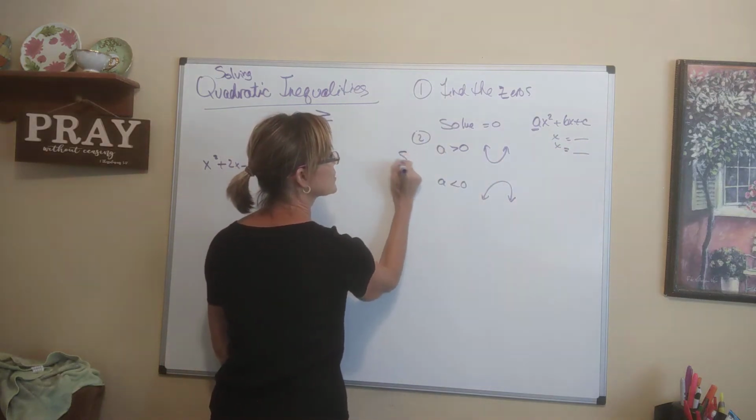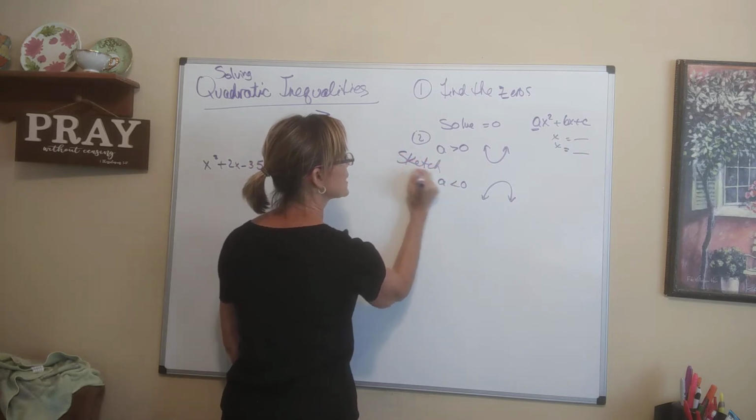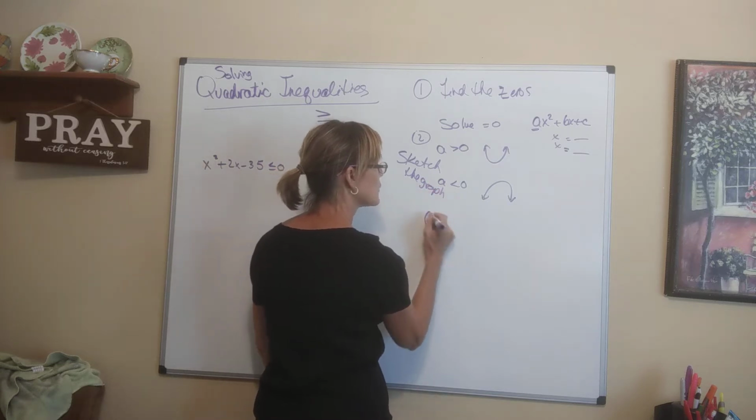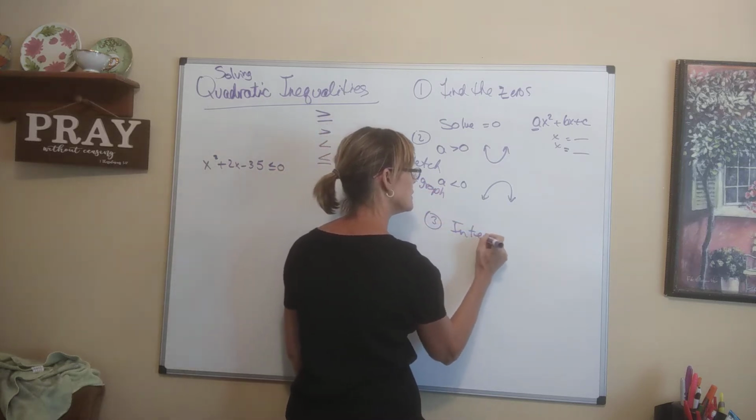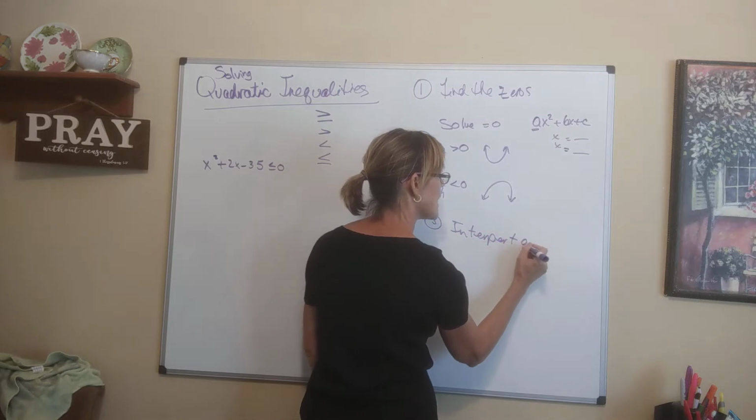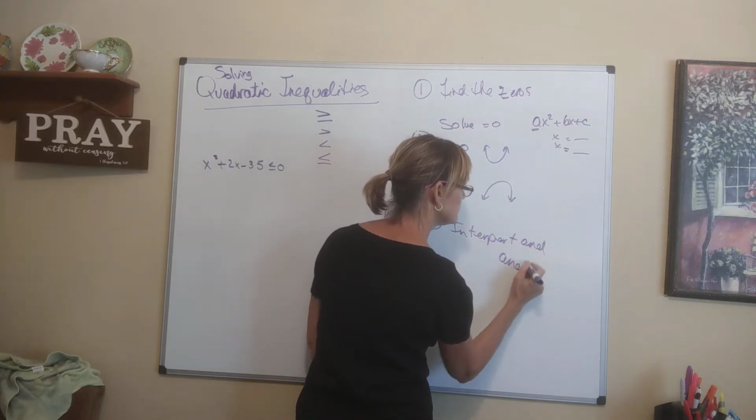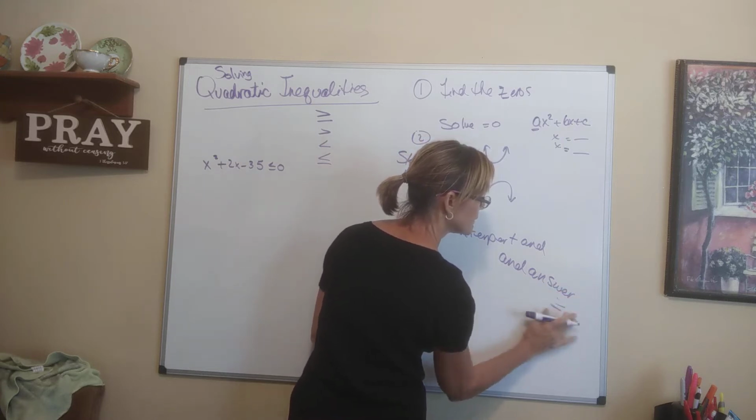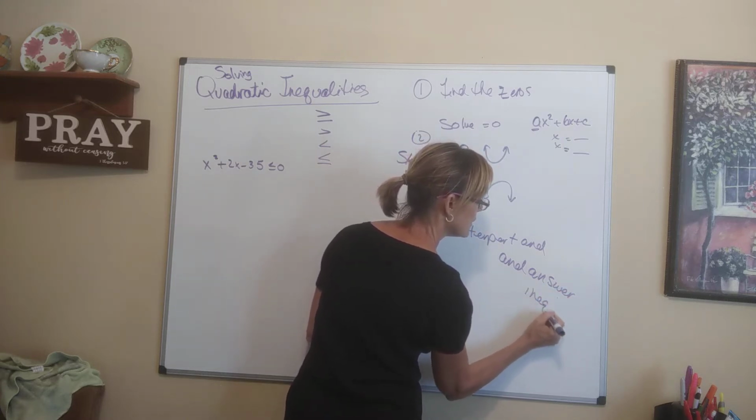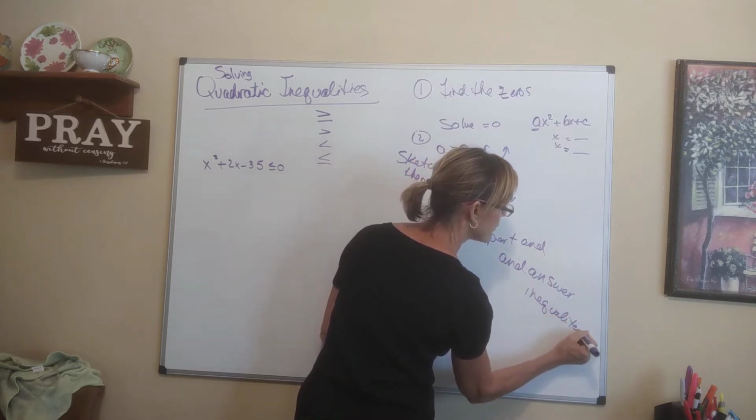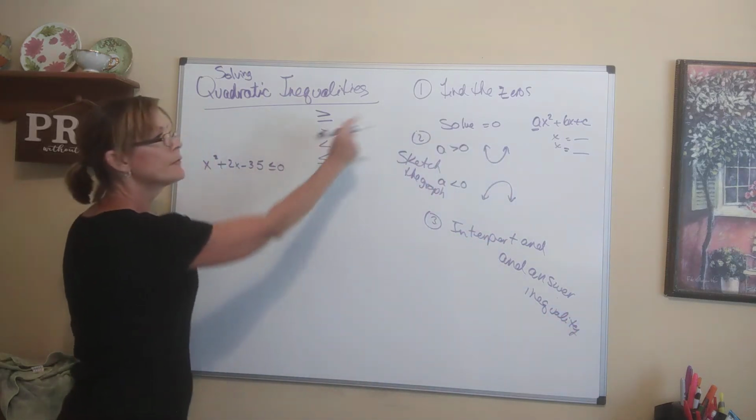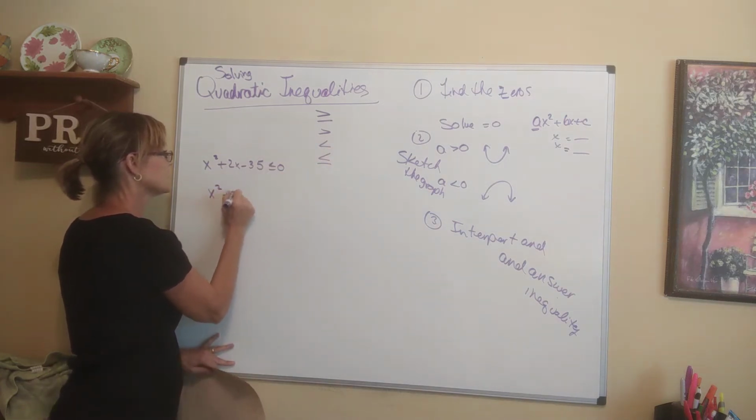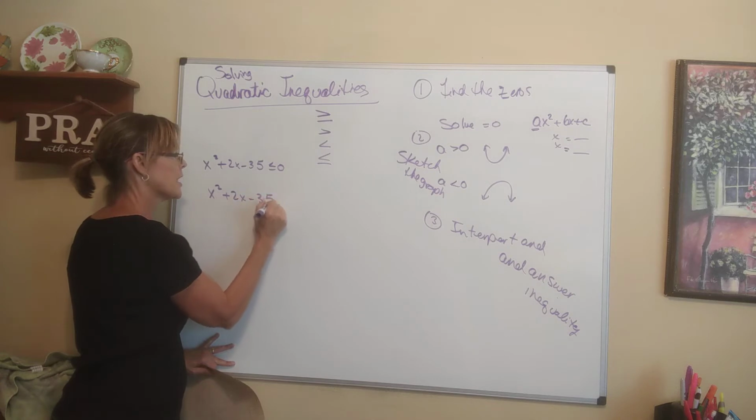Second, we're going to sketch the graph. And thirdly, we're going to interpret and answer the inequality. All right, let's run through it for this first one. First, we're going to set this equal to 0. So let's set x squared plus 2x minus 35 equals 0.